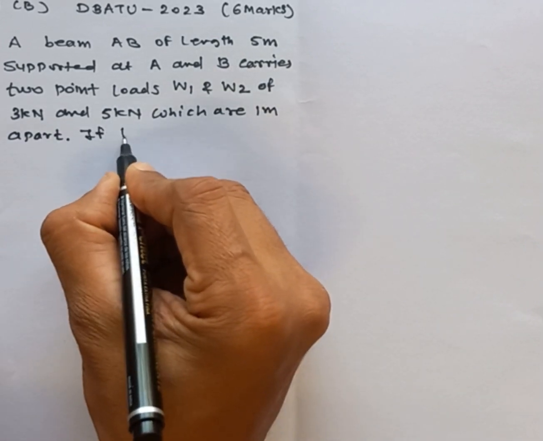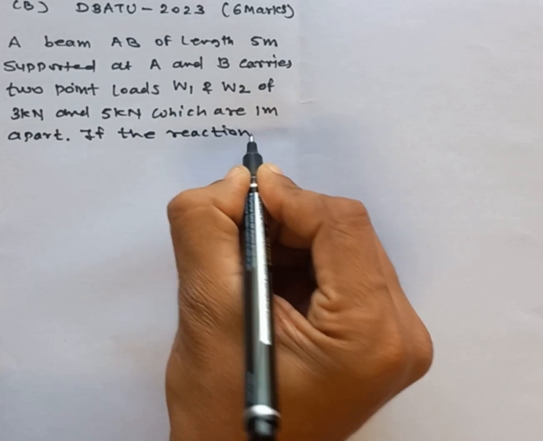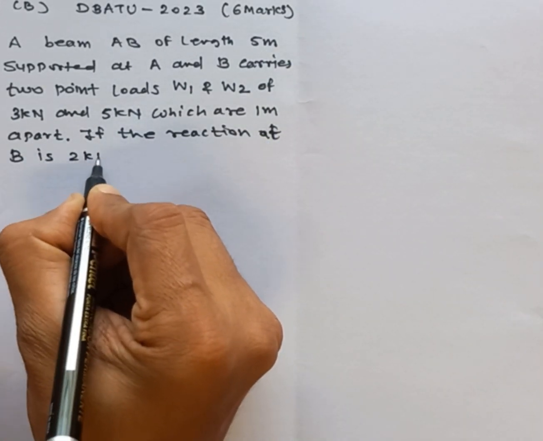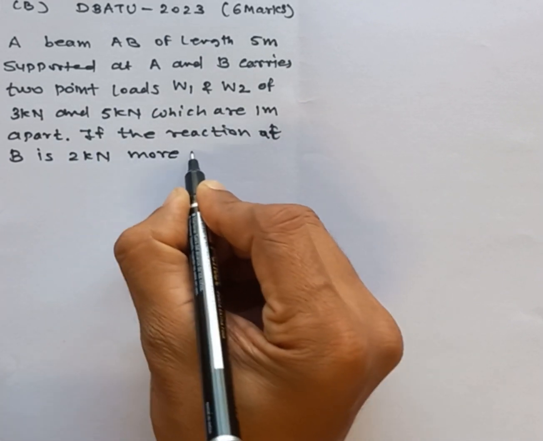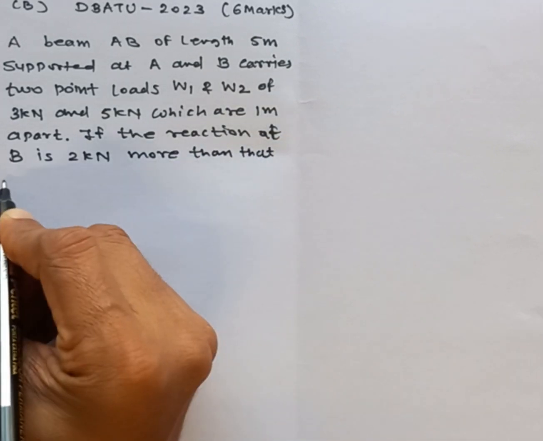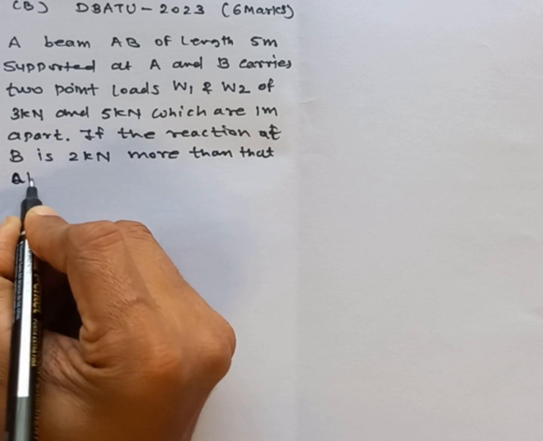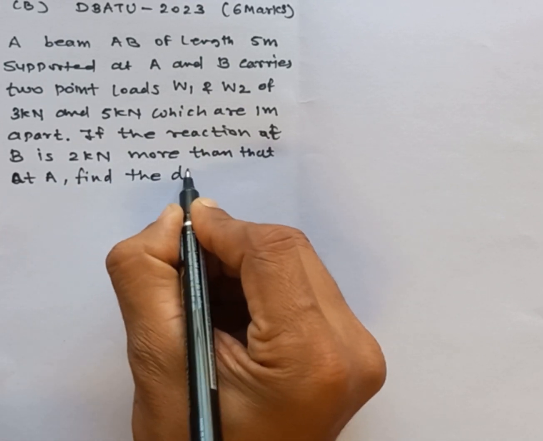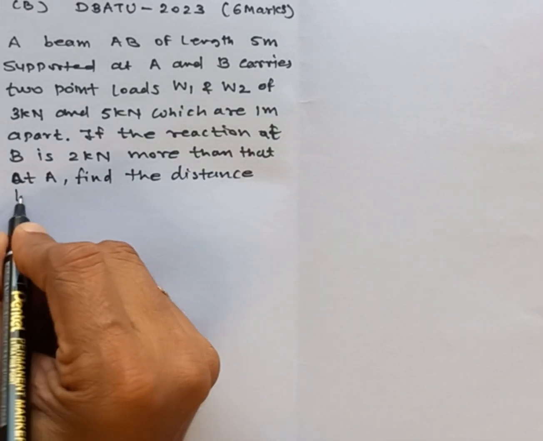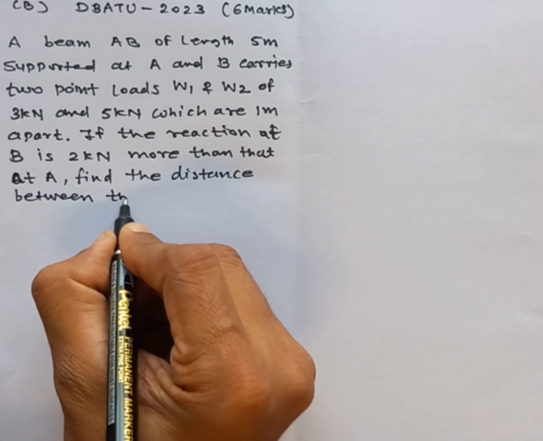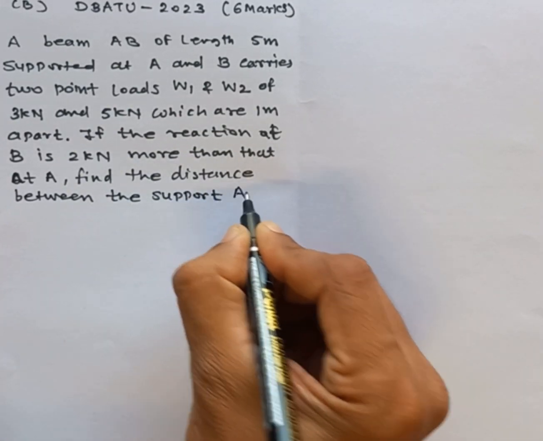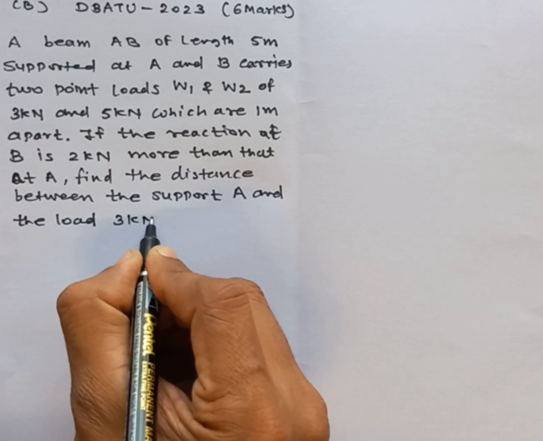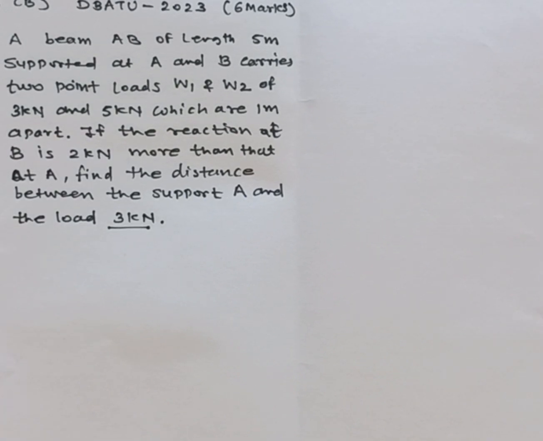If the reaction at B is 2 kilonewton more than that at A, find the distance between the support A and the load 3 kilonewton. Right? I hope the question is clear.